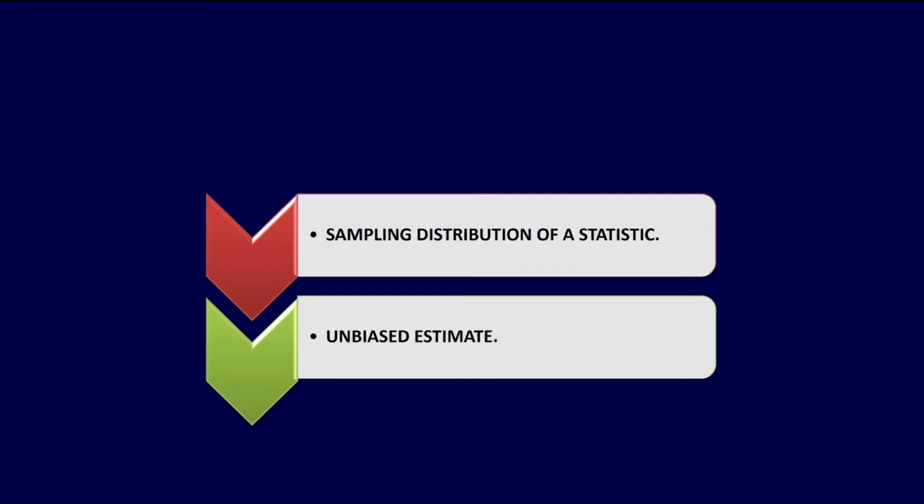Hello students, in today's lecture we'll be studying about sampling distribution of a statistic and unbiased estimate. Since this is a slightly difficult topic, I would be going in a deliberate manner to clear the concepts in a simple language. Before starting this lecture, I'll request all to please go through my previous lectures on sampling and parameter and statistics. So let's start with today's topic.